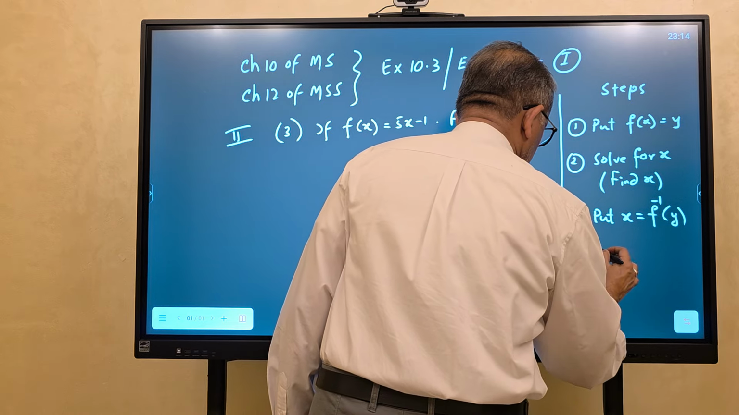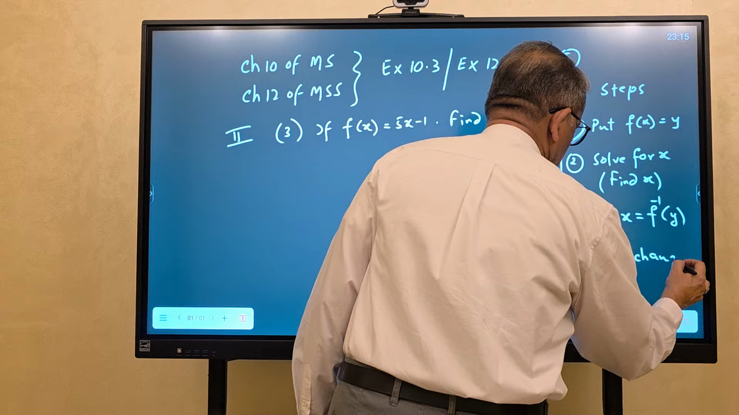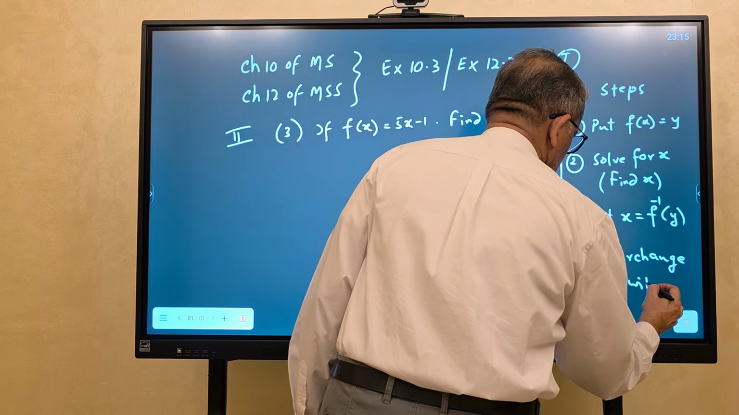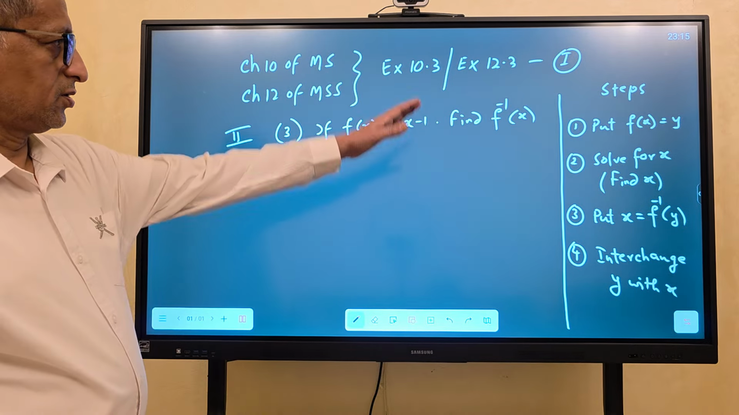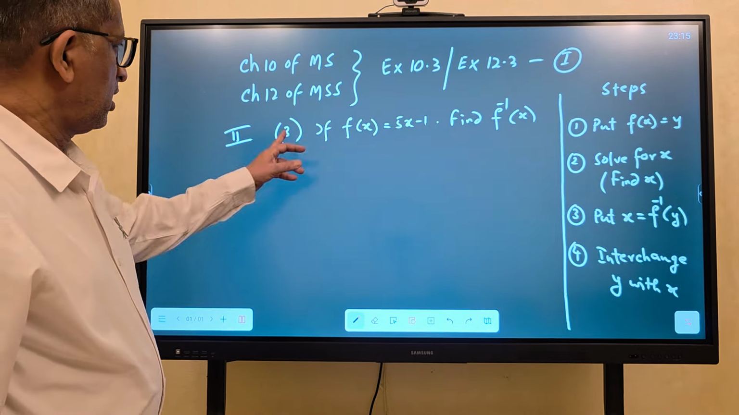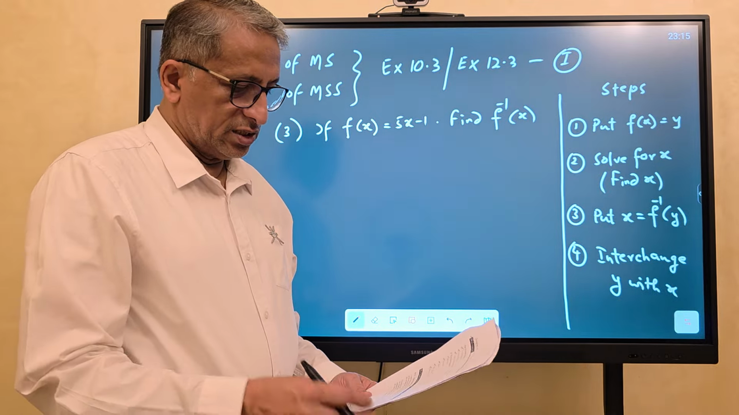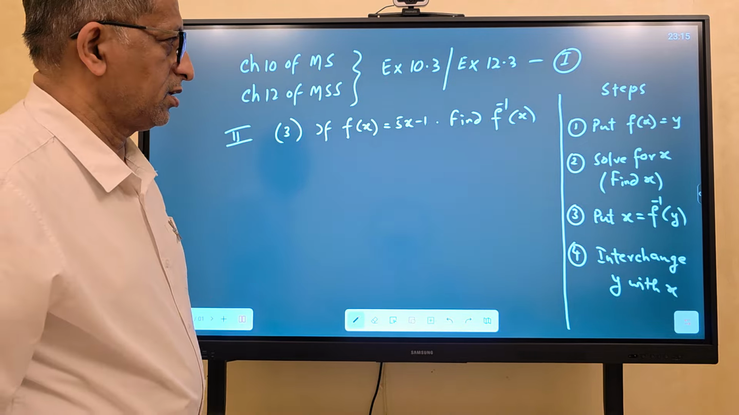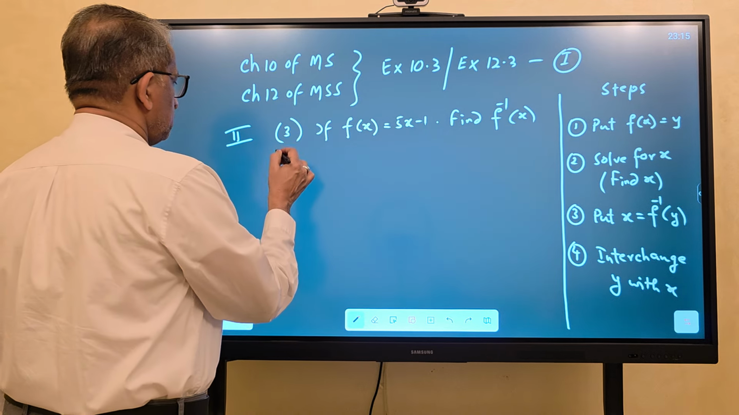4, interchange y with x. This is the last step. So these are the 4 steps, and we are going to use these 4 steps in all these 8 examples. Let me do this exactly according to the steps here.